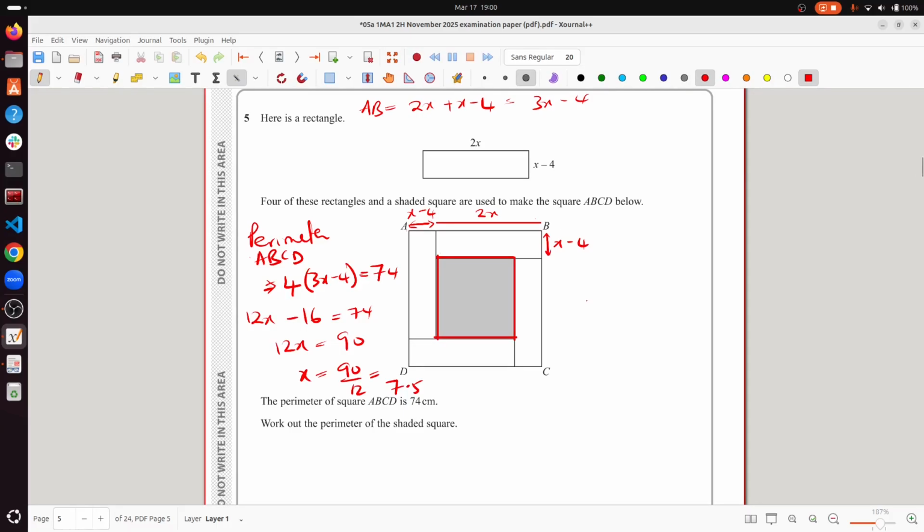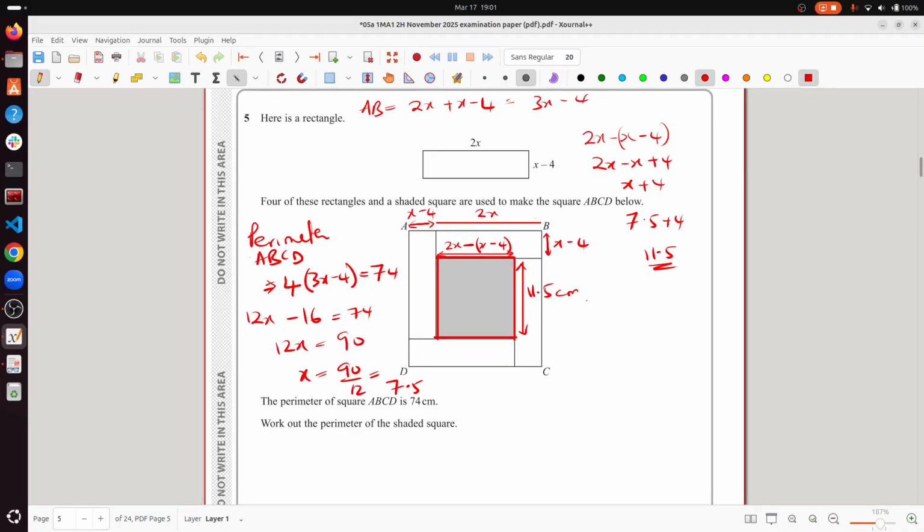So this required length that I want is 2x minus (x minus 4). That's what I need there. So if I have 2x minus x minus 4, that's the same thing as 2x minus x plus 4. We need to be careful of the negative numbers. That's x plus 4. And my x is 7.5. So I have 7.5 plus 4. That's 11.5. So each of these sides is 11.5 cm.